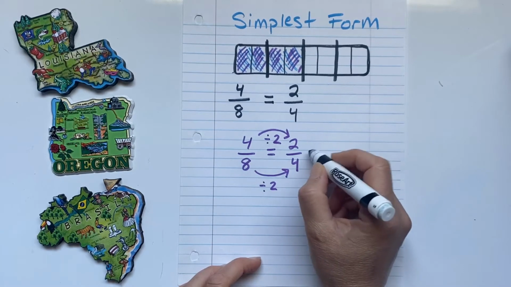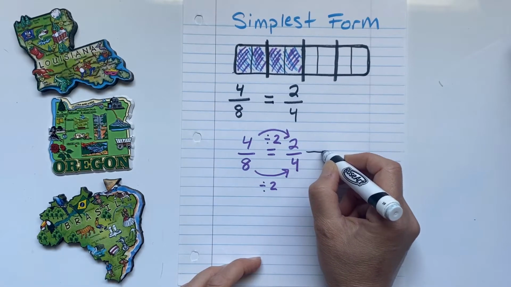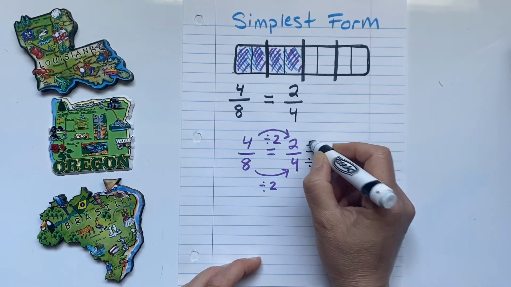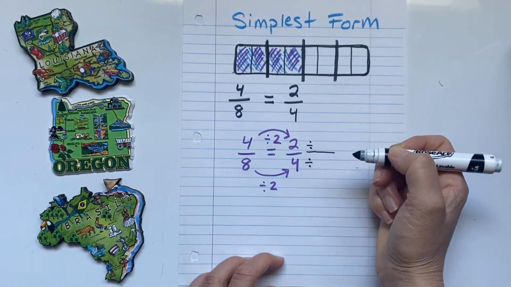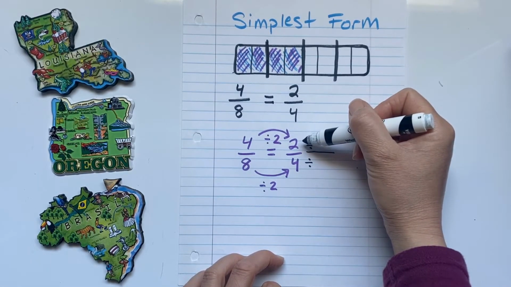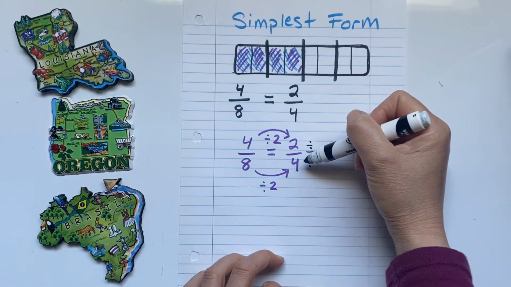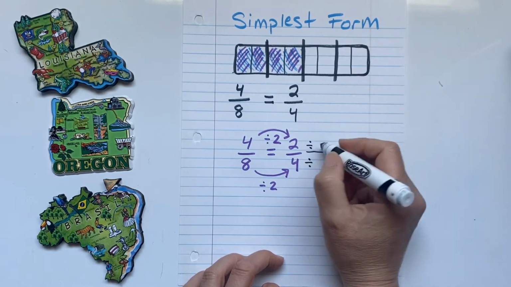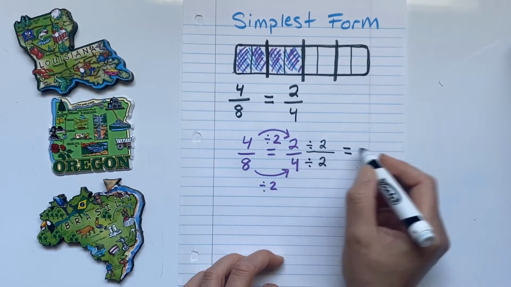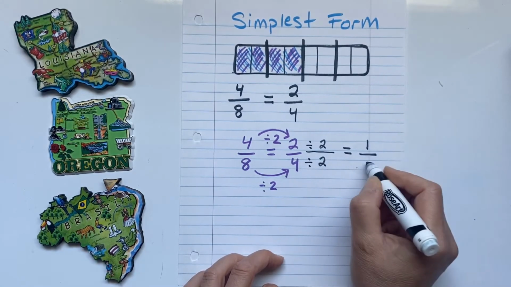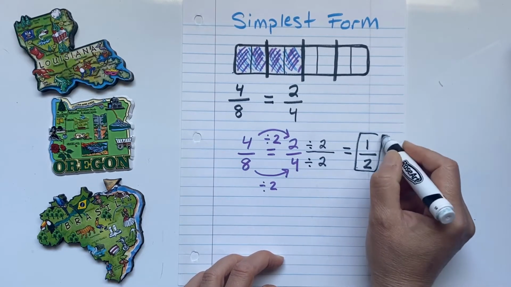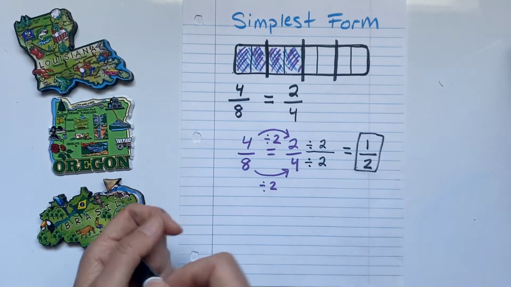I want to think to myself, and here's the second way you can write it, like before. I'm going to divide by something in the numerator that is the same in the denominator. So I ask myself, what can I divide 2 by that I can also divide 4 by? Well, I can divide both of them by 2. So if I show it like this, 2 divided by 2 is 1, and 4 divided by 2 is 2. So my simplest form is going to be 1/2, and I cannot reduce that anymore.